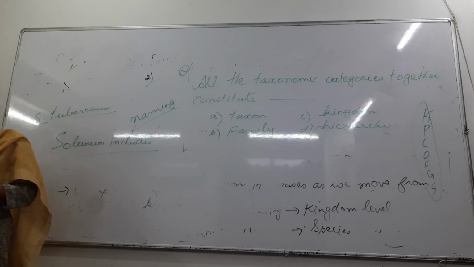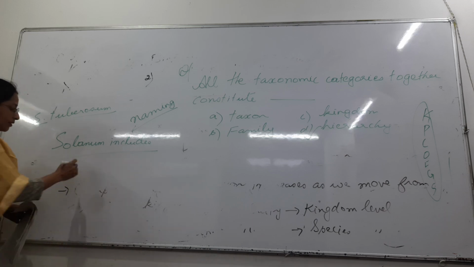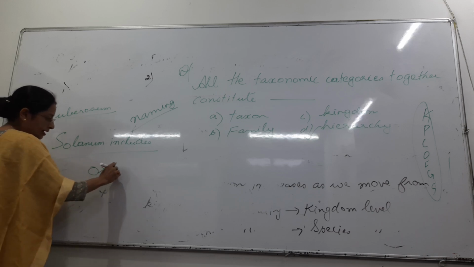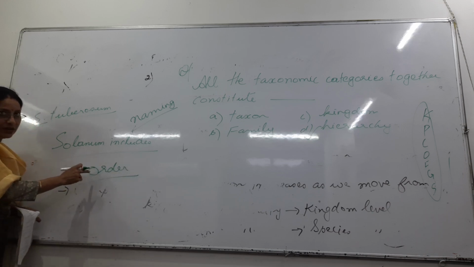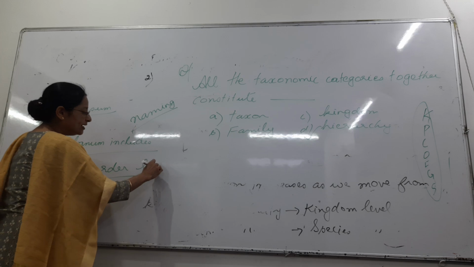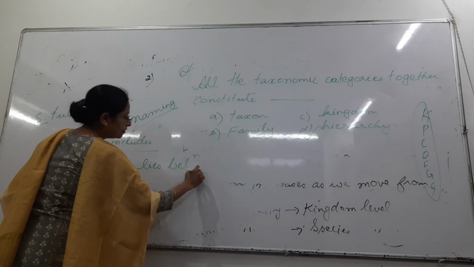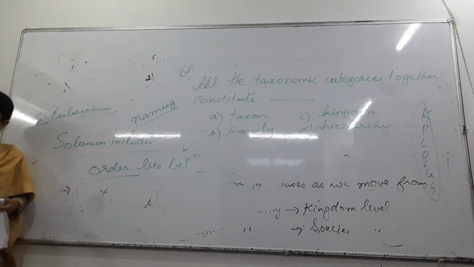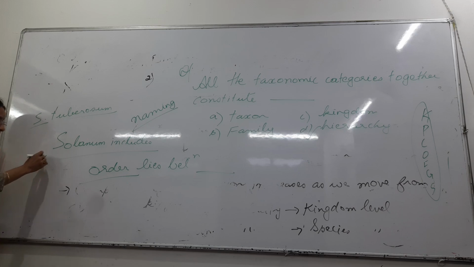Okay, the taxonomic category order lies between... exactly. So yate tumake ki mone rakhibo lagibo. Question ki hobo aise, it lies between class and family, right?